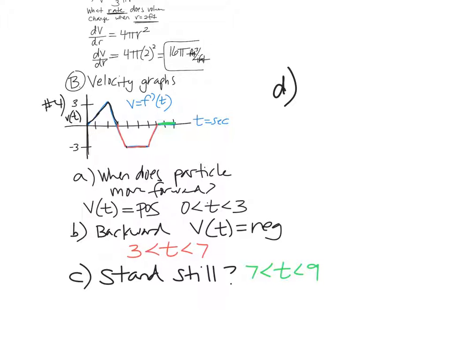All right, question D. When does this particle speed up? When does the particle speed up? It speeds up from 0 to 2, right? Did you get that? 0 to 2. Okay, it speeds up. It's going faster. Velocity is going faster. It's increasing. And then it also speeds up from where? 6 to 7.